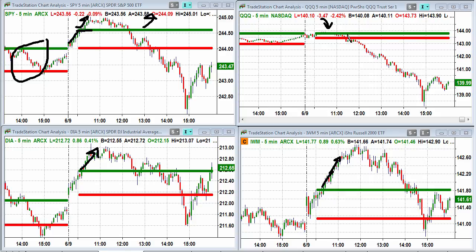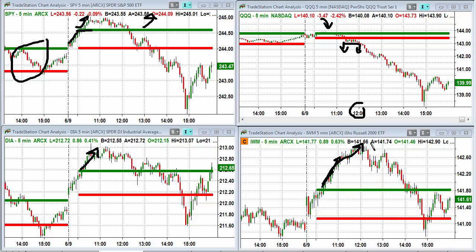But where it becomes a real problem is where you've got the leading index breaking down below its 30-minute opening range and then continuing with a second breakdown. So if we just look at what's going on at 12 o'clock on all these time frames, again, the IWM looked like it was all rosy.